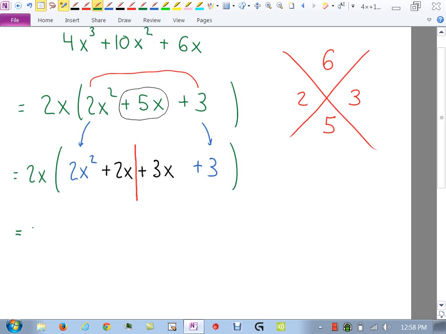Would you be so kind to factor a GCF out of those first two? 2x. You're left with x plus 1. We need to match that on the other one. So what needs to be out here? 3 plus 3, right?